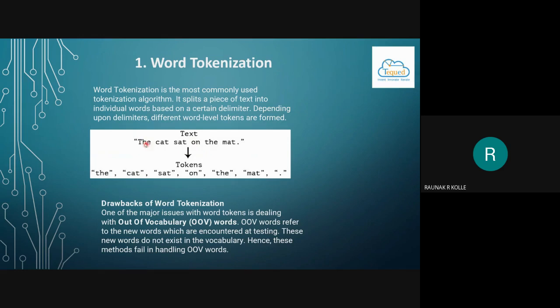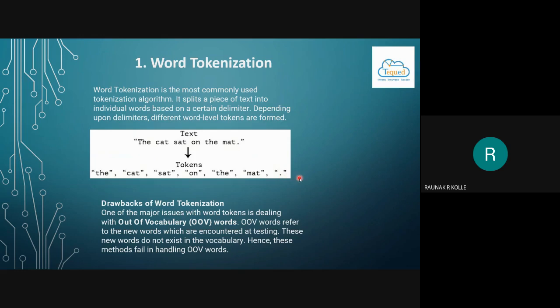So the number of words in this text are "the cat sat on the mat." Those are six words, hence six tokens are formed: the cat sat on the mat. Notice how the ending or the termination symbol is also considered as a token.